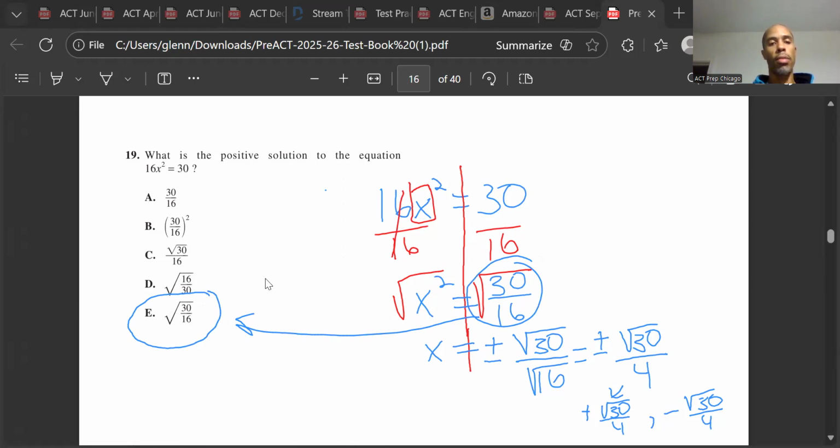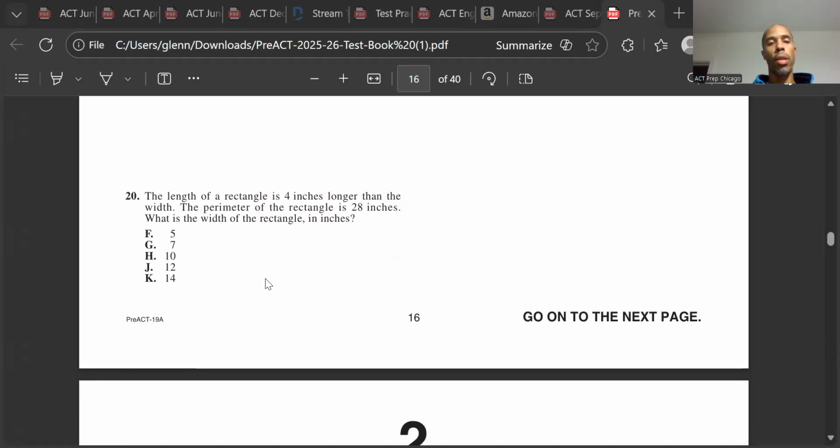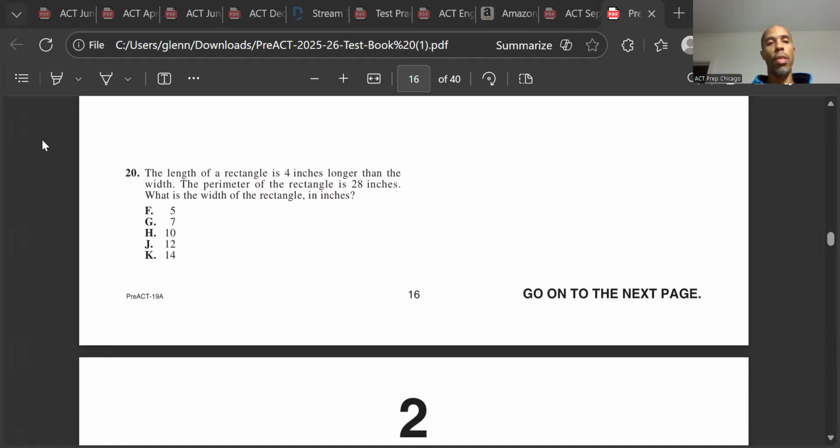Next one is number 19. Sorry, number 20. The length of a rectangle is 4 inches longer than the width. A lot of times when you see these, you like to draw a rectangle. A lot of times the length is this, even though it looks like the width. They call this the length usually, and the width. Okay, and the length of the rectangle is 4 inches longer than the width. So I want to draw a length that's longer than the width, right?